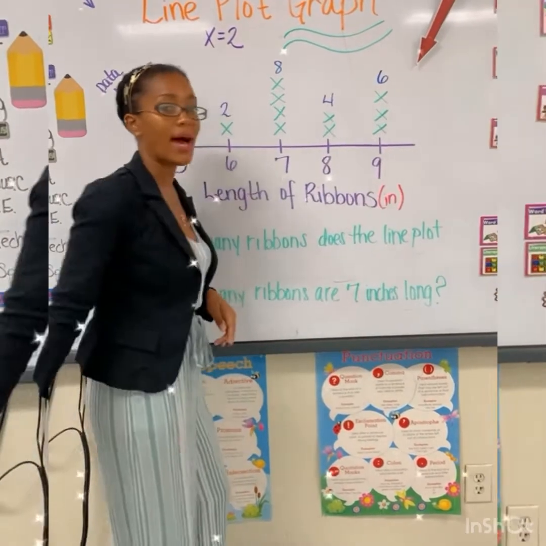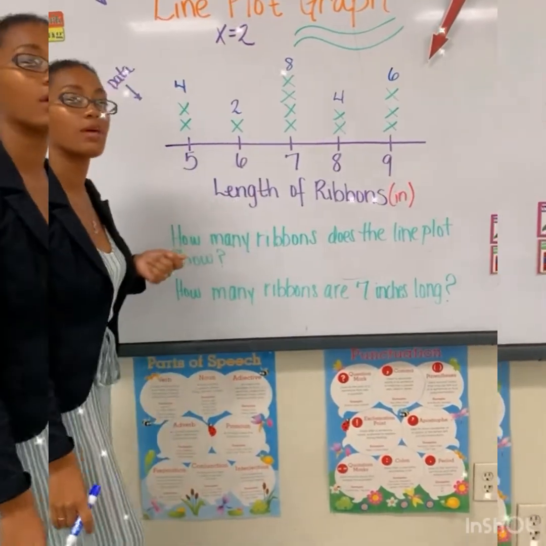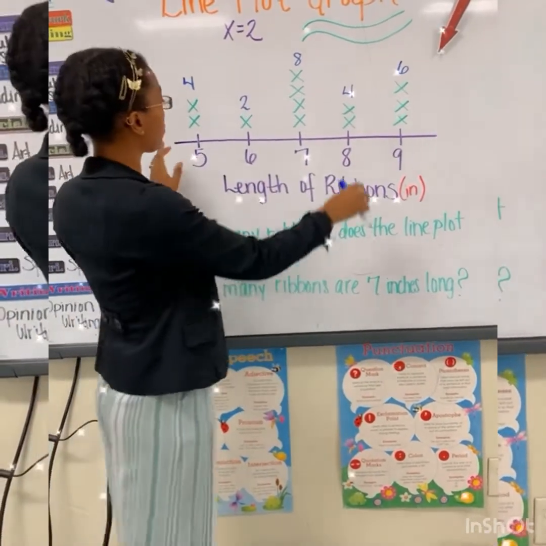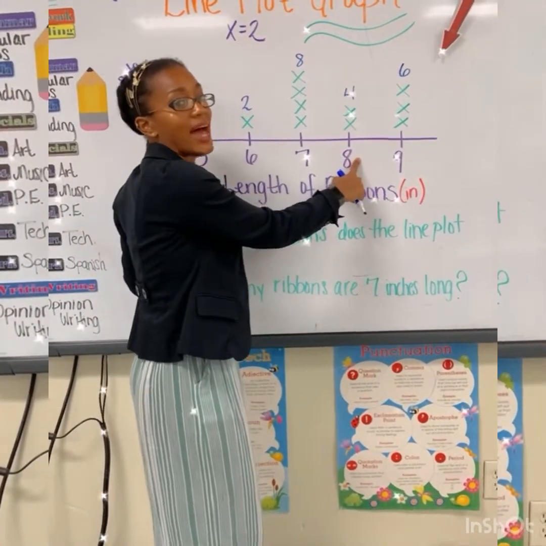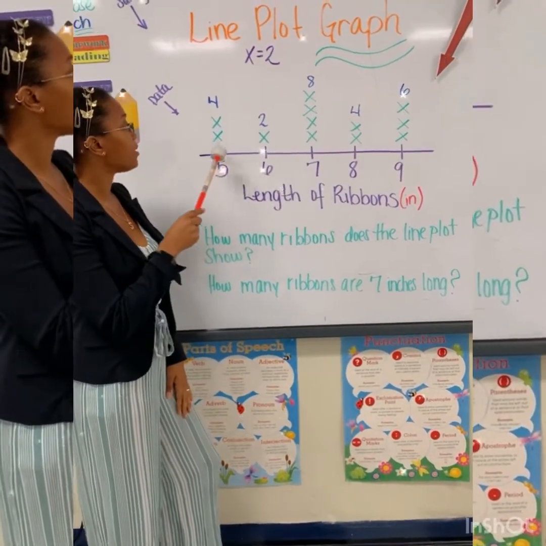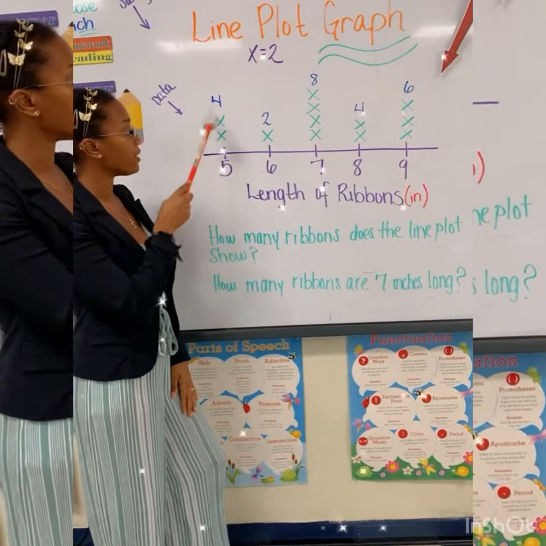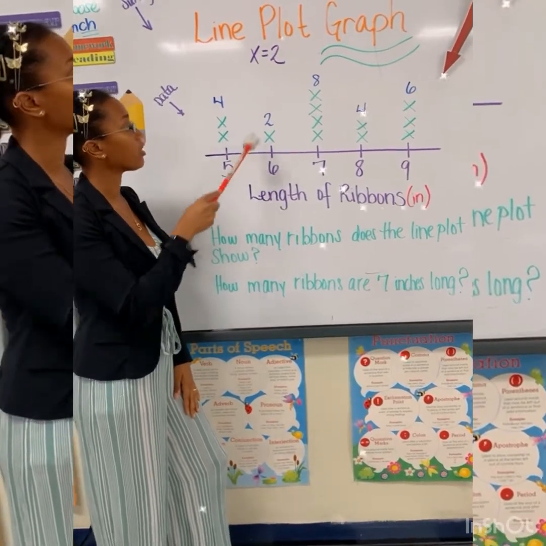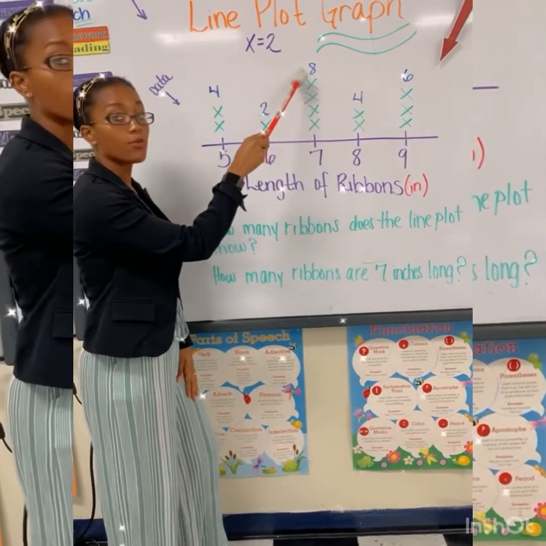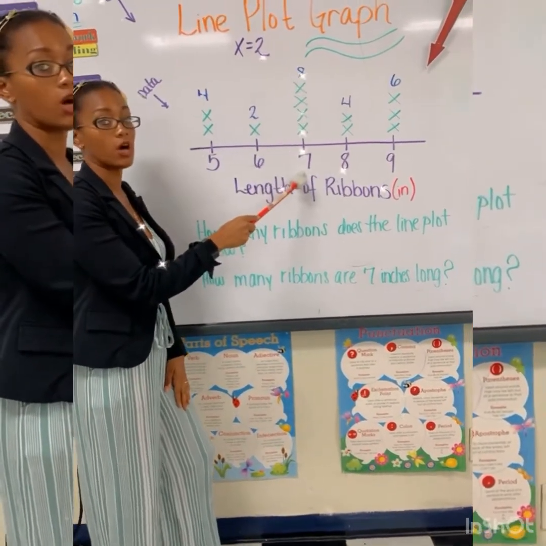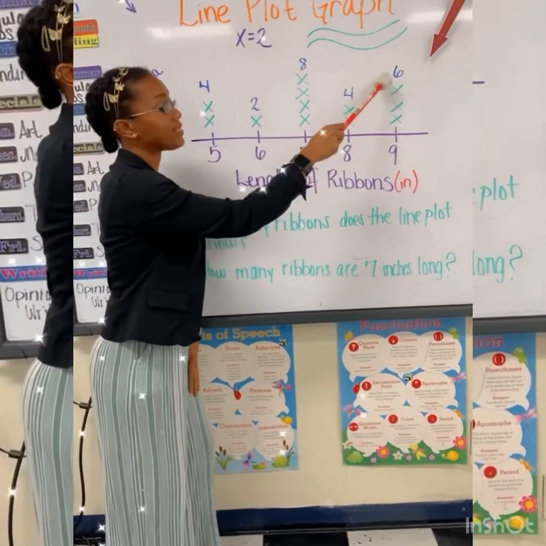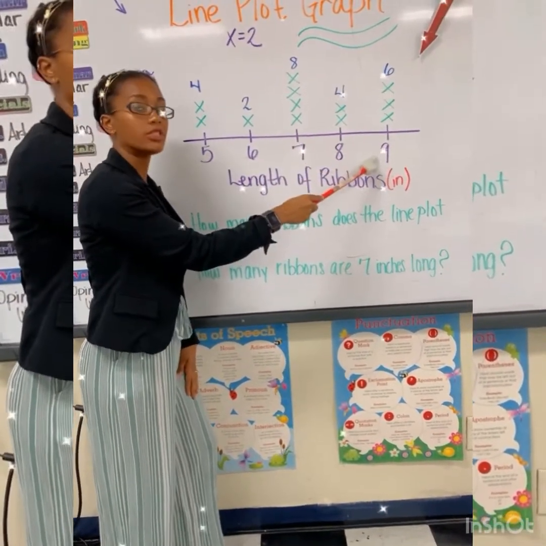So right away, I can look at the graph and see how the information is being compared. And right away, I see that I actually have 2 lengths that are exactly the same. So what is the line plot graph showing me? It's showing me that 4 ribbons were 5 inches long, 2 ribbons were 6 inches long, 8 ribbons were 7 inches long, 4 ribbons were 8 inches long, and 6 ribbons were 9 inches long.